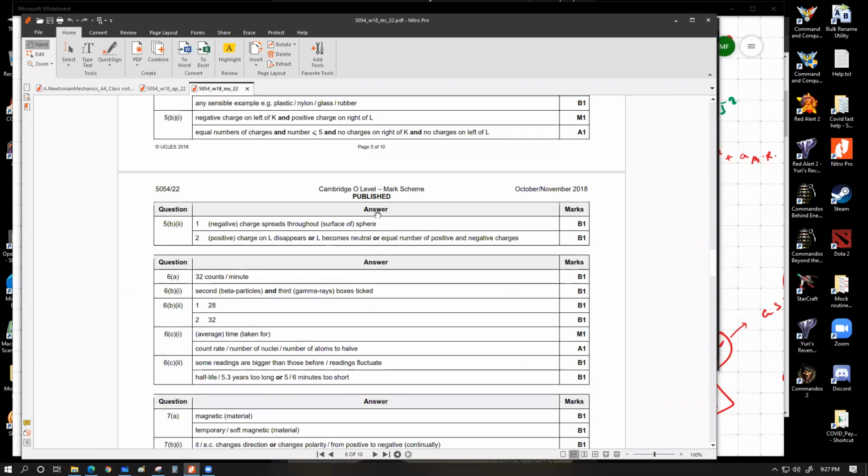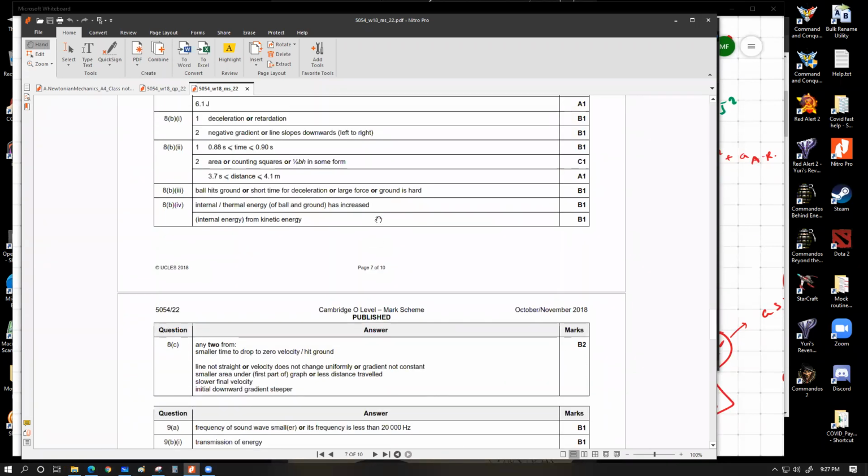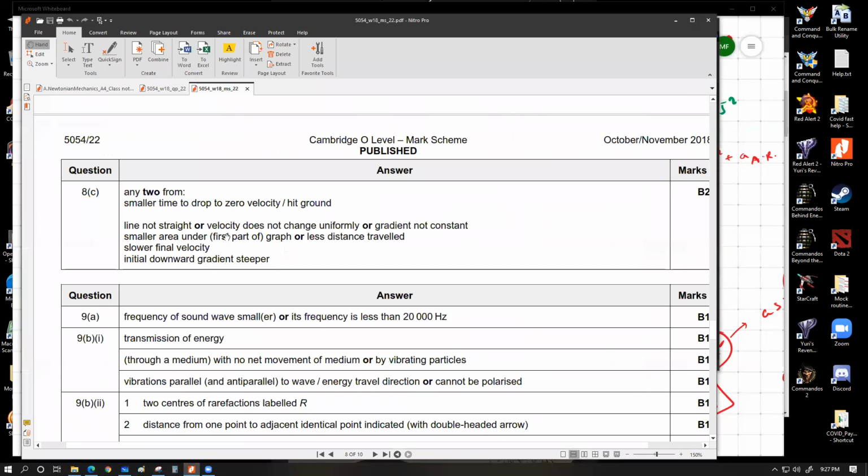Question number 8. 8C, have a look. Any two from: smaller time to drop to zero velocity or hit ground. Line is not straight, or velocity does not change uniformly, or gradient is not constant. Smaller area under the first part of the graph and less distance traveled. Slower final velocity. Initial downward gradient steeper. I think we covered all of these parts.